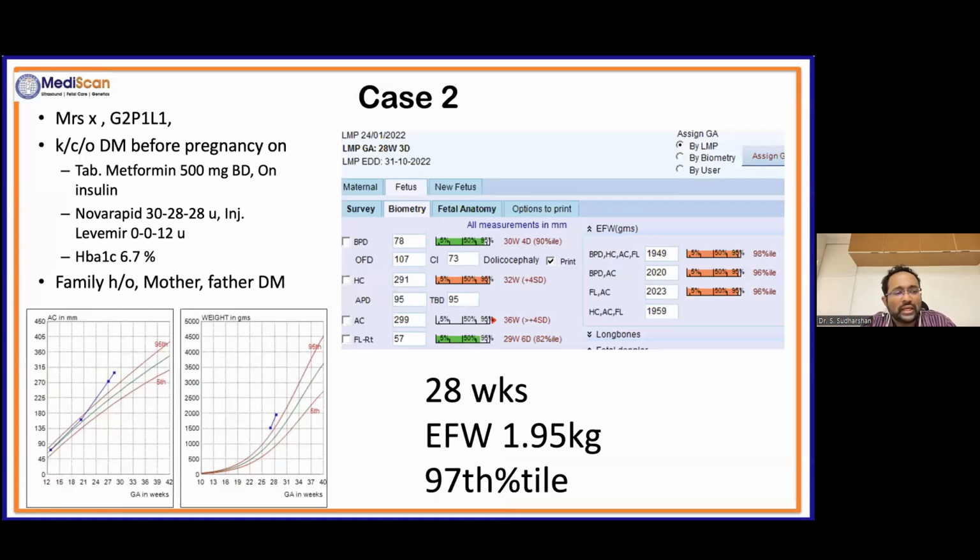This was case 2. This lady was pre-gestational diabetic, on a very large dose of insulin, with an HbA1c of close to 7 and a strong family history of diabetes. Again, a case of macrosomia, as you can note here, as seen by both the growth velocity and the EFW. Again we note the exponential growth in the abdominal circumference and the fetal weight, and the EFW percentile is around the 98th. At 28 weeks, we expect a baby to be around 1 to 1.2 kilos, while this baby had a weight of close to 1.95 kilos.